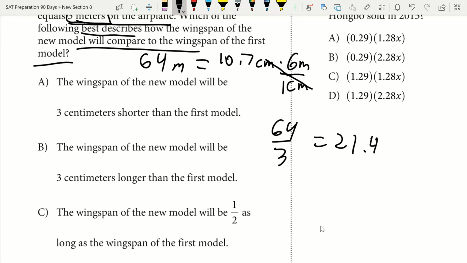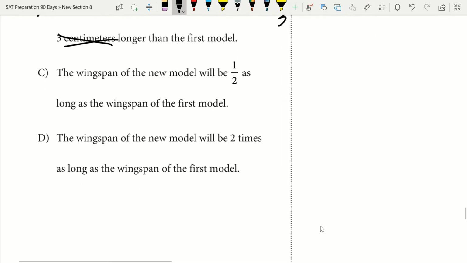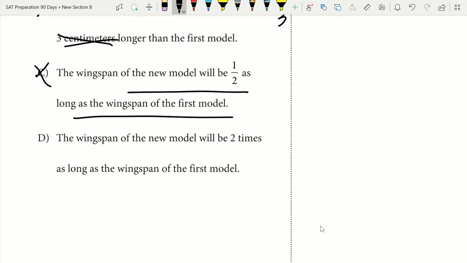We have A, the wingspan of the new model will be 3 centimeters shorter. No. B, the wingspan of the new model will be 3 centimeters longer. No. Okay, those two would be really, really bad answer choices because we know we're looking at a rate problem here. Okay, C, the wingspan of the new model will be half as long as the wingspan of the first model. No, I just showed you it has to be 2 times as long as the wingspan.